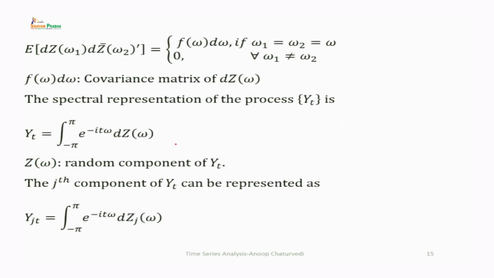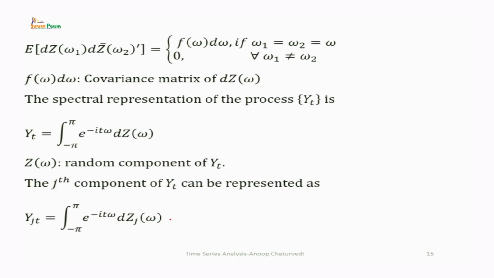Actually, all these results are just parallel to the results for the spectral representation of univariate or bivariate processes. And here z omega denotes the random component of y t. The jth component of y t can be represented as y j t is equal to integral e to the minus I t omega d z j omega.